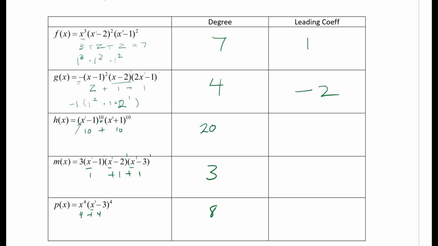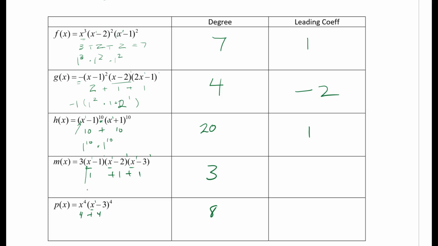Here the leading coefficient is 1, and we're raising it to the 10th power, so we get 10 of those. Here the leading coefficient is 1, and we're getting 10 of those. So 1 to the 10th times 1 to the 10th is still 1.